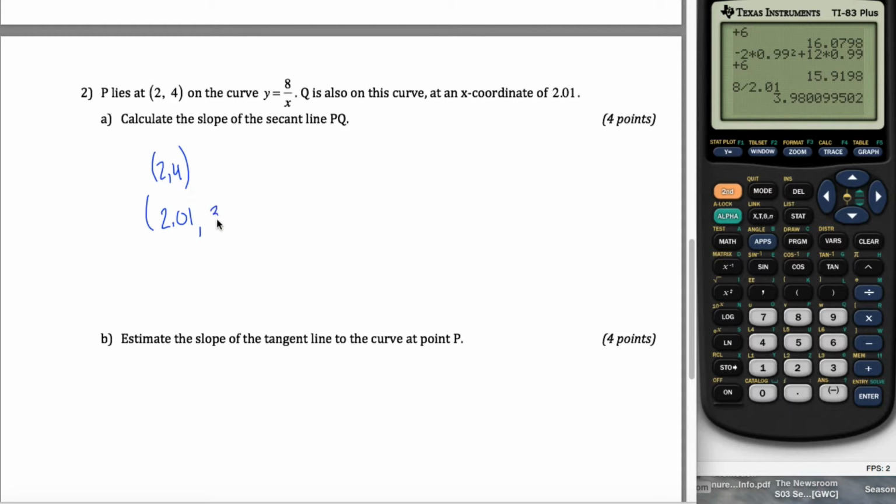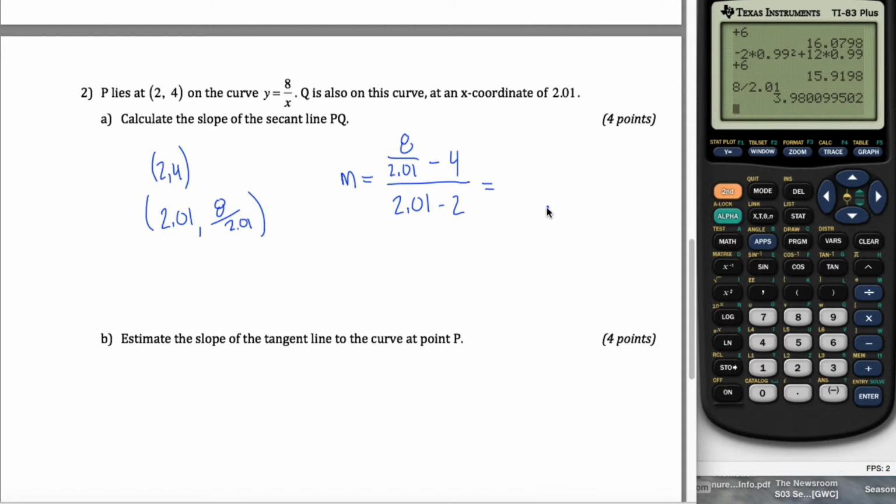Sure, 3.9801. Close. So I can figure out the slope. You know, I don't like using decimals. I'm not going to do that. I'm going to leave this as a fraction. I'm going to say that the y-coordinate is 8 divided by 2.01. And so to figure out the slope, I'm going to say the slope is the difference in the two y-coordinates. So 8 divided by 2.01 minus 4, divided by the difference in the two x-coordinates, which is 2.01 and 2.